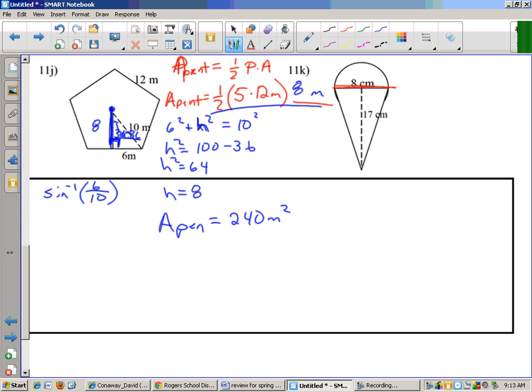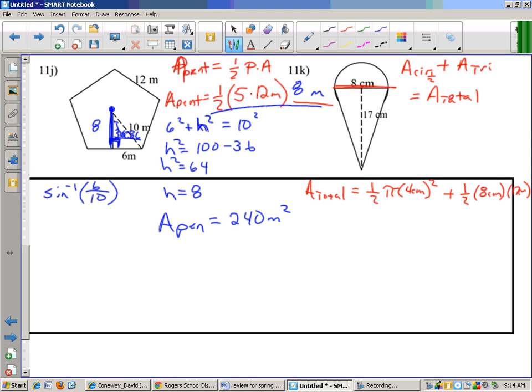Half of a circle with a diameter of 8 means that I'm going to do the area of a half circle plus the area of a triangle to get the area total. So area total equals 1/2 pi r squared, and r is 4 centimeters. That's the area of half of a circle, plus 1/2 base times height, which is 8 centimeters times 17 centimeters.